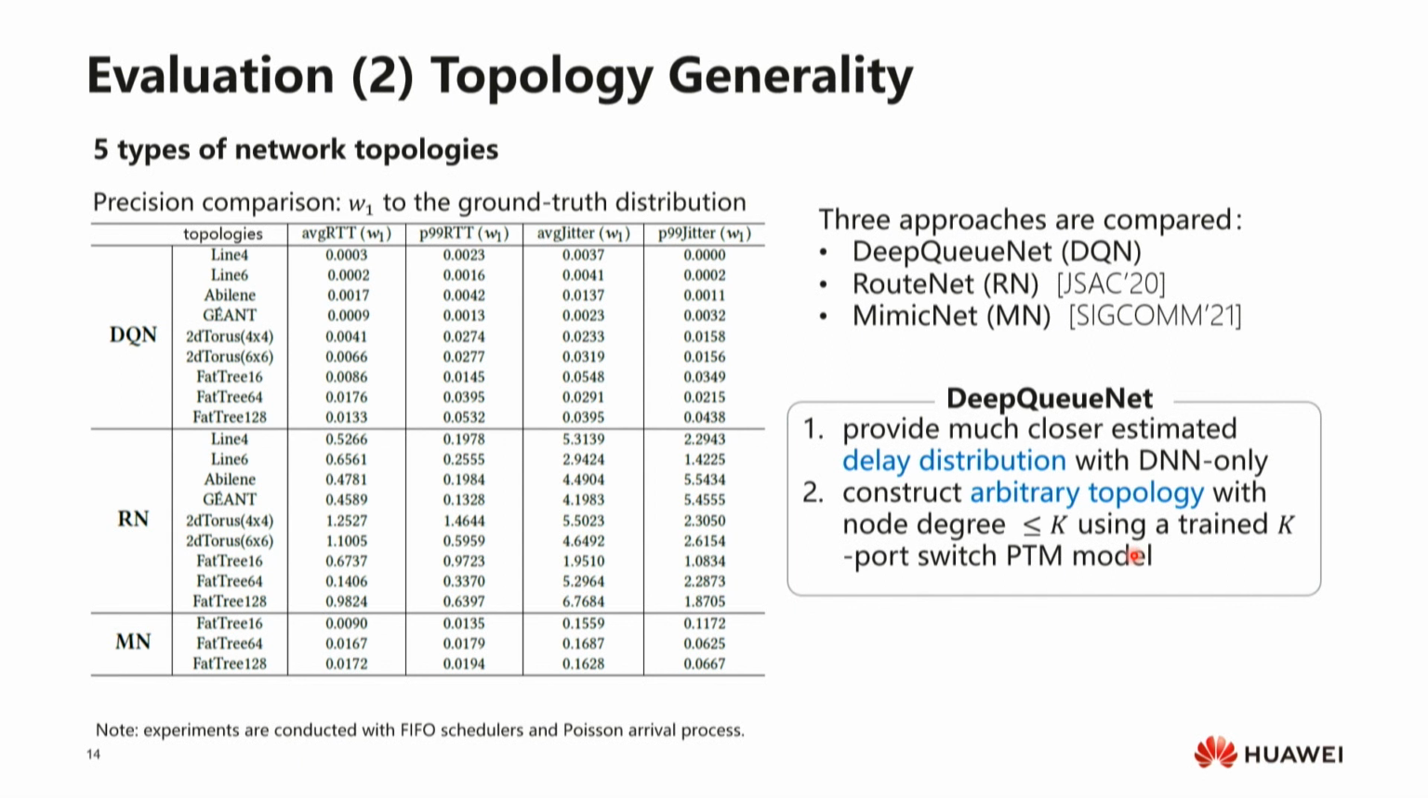Another is the topology generality. We compare 5 types of network topologies here. And because MimicNet mainly focuses on fat tree, we only compare fat tree with it. And for the other topologies, we compare with RotNet. And here we can see that DeepQueueNet provides much closer estimated delay distribution and can construct arbitrary topology with node degree no greater than k, using a trained k-port switch device model.